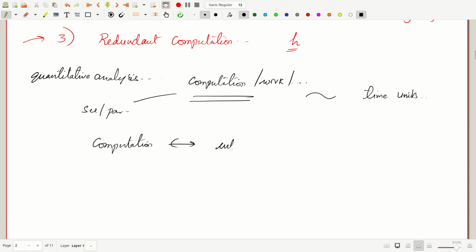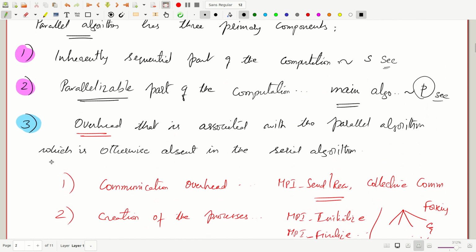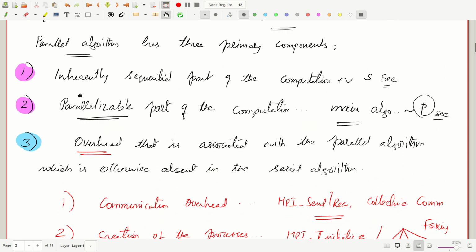Okay, so that we can talk about computation and time interchangeably, so that we can come up with some quantitative analysis. Let us introduce some notation to denote the three components in the parallel algorithm: the inherently sequential part of the computation, the parallelizable part of the computation, and the overheads associated with the parallel algorithm.